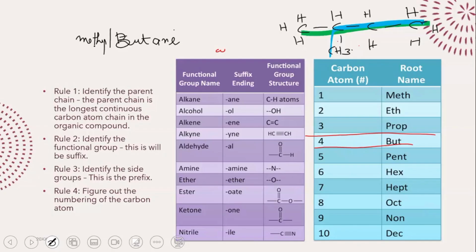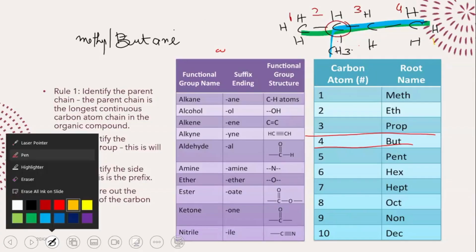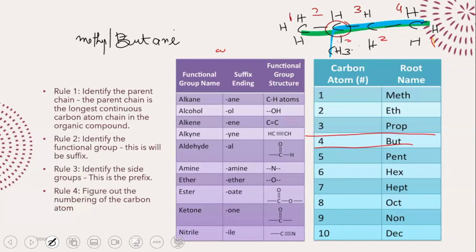And then finally, we have to now talk about the numbering. Now, in this scenario, if I count from the right side, I'll get a different number, and if I count from the left side, I will get a different number. If I count from, for example, the left side, I get 1, 2, 3, 4. The methyl group is on carbon atom number 4. But if I count from the right side, I get 1, 2, 3. The methyl group is on carbon atom number 3. Now what?